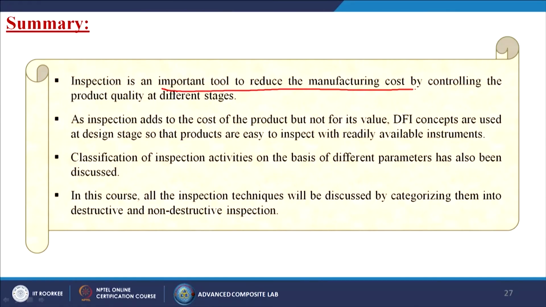Now, we have come to the last slide of this particular lecture, so we have to summarize the whole lecture. In this lecture, we have discussed inspection, which is an important tool to reduce the manufacturing cost by controlling the product quality at different stages. Inspection adds to the cost of the product, but not to its value.